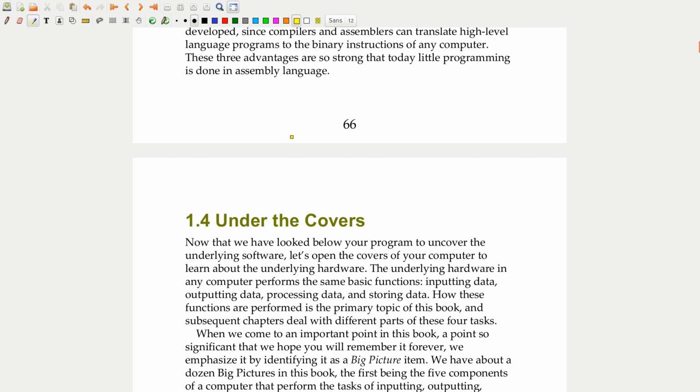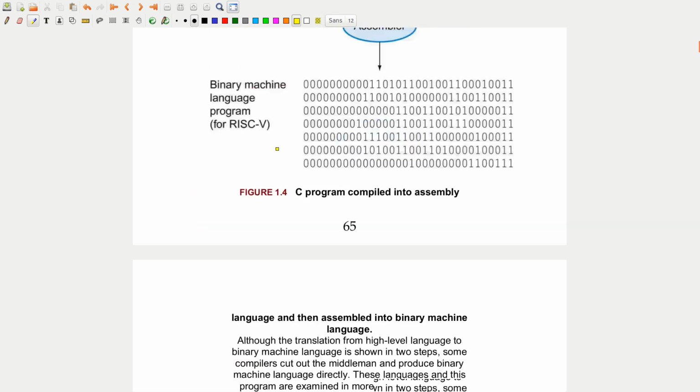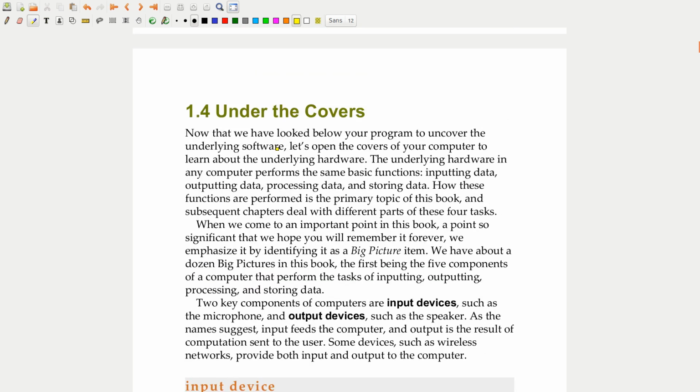Okay, so I think that's about all we have for this section. Okay, so 1.4, under the covers. Ooh, now we're getting actually really cozy in here. Now we're getting cozy. Okay.